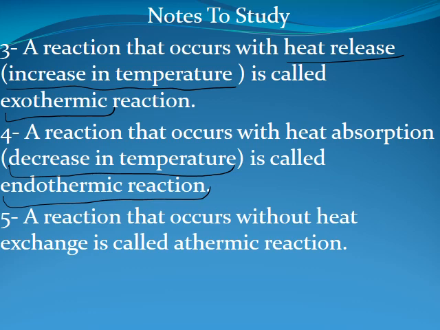A reaction that occurs without heat exchange, neither heat release nor heat absorption, is called athermic. So we have three types of reactions according to heat exchange. The first one is called exothermic: whenever we have heat release, meaning an increase in temperature. A reaction with heat absorption, meaning a decrease in temperature, is called endothermic. And a reaction without increase or decrease in temperature, without release or absorption of heat, is called an athermic reaction.